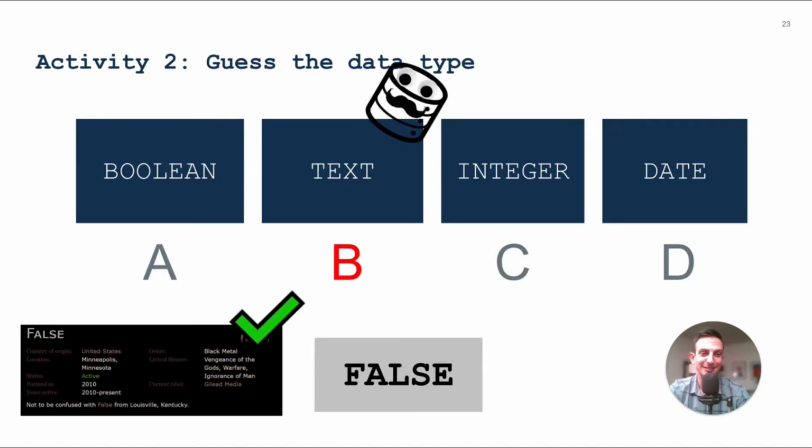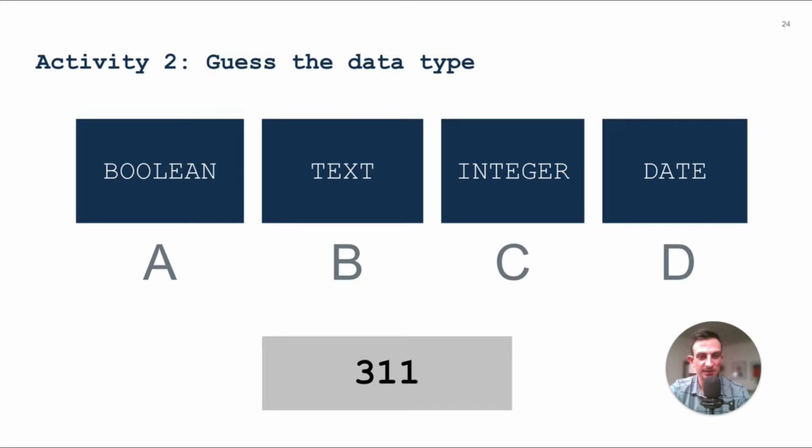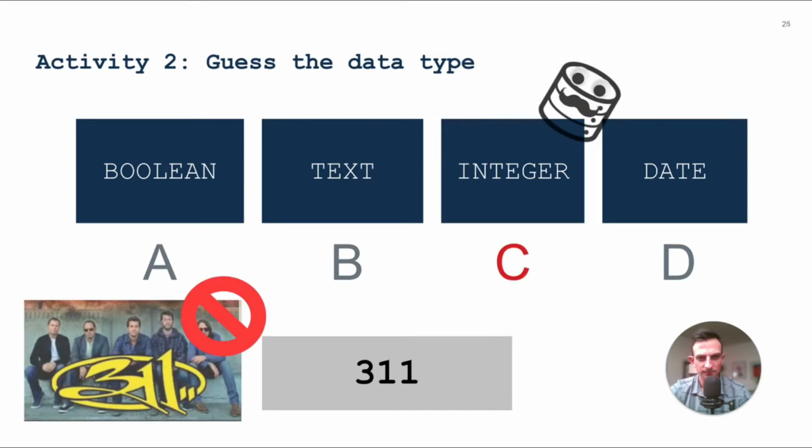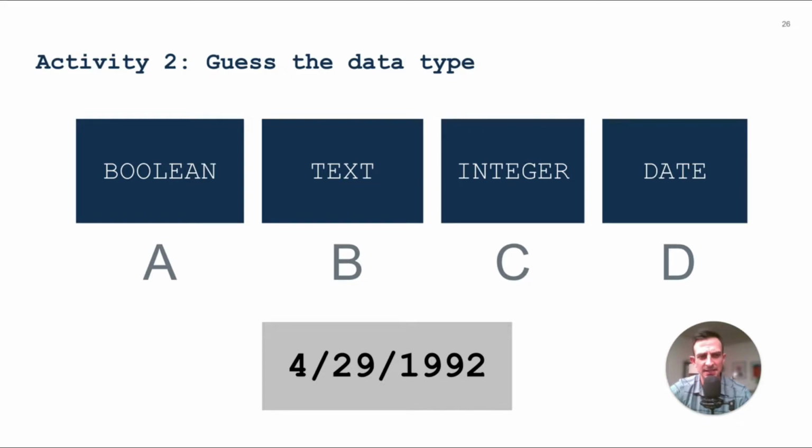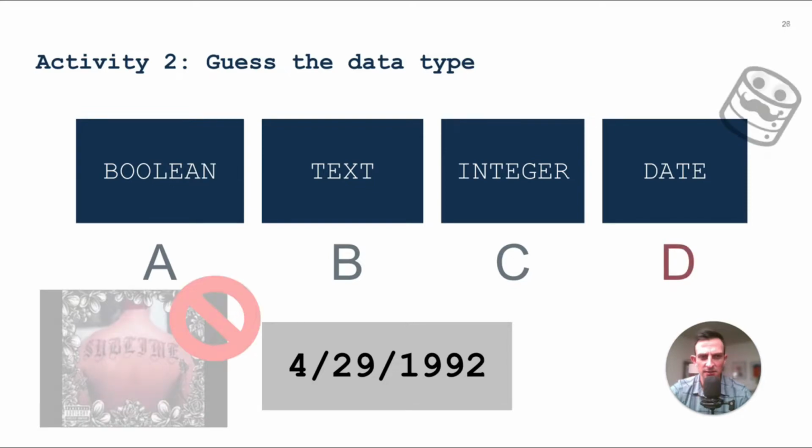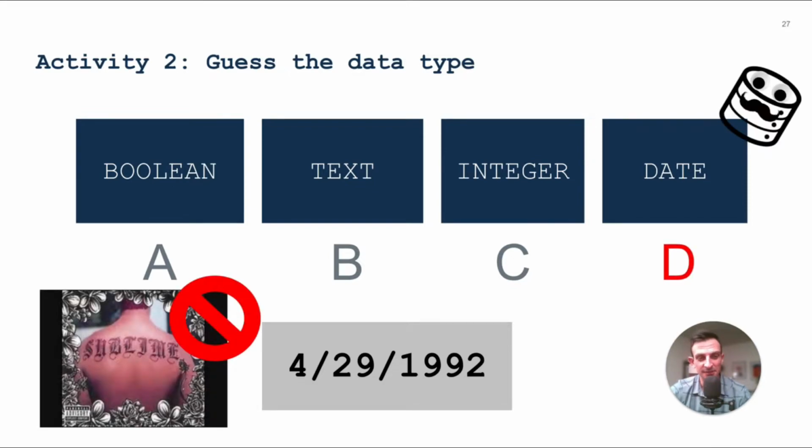This is a text column. This is actually the name of a metal band in Minneapolis. You think it would be Boolean? Let's try another one. 311. Is that a Boolean, a text, an integer, or a date? In this case, it's an integer, but it's also the name of a band. These seem like trick questions and a little unfair, and I'll get to that in a bit. Let's try one more. 4/29/1992. April 29th, 1992. That is a date. It's also the name of a Sublime song.